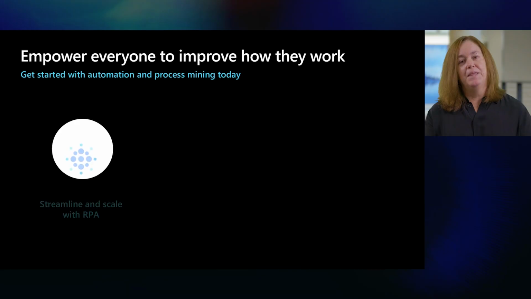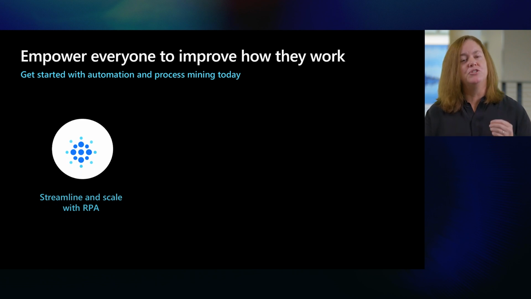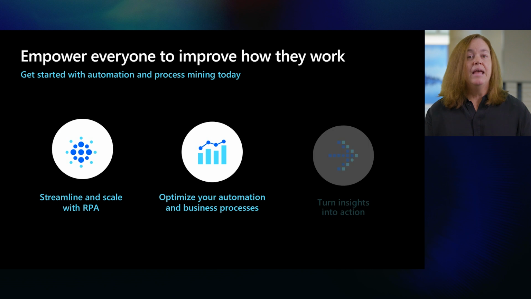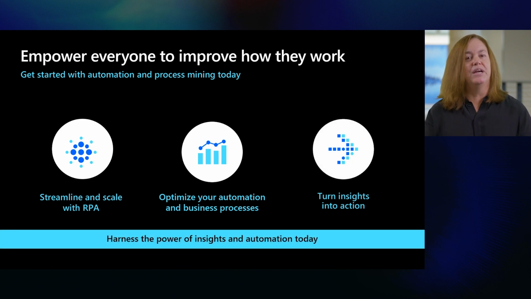So let's recap. Today you saw Power Automate delivering more and more capabilities with RPA by streamlining the automation experience in Windows 11, and even more scalability with the Azure Virtual Desktop Starter Kit. We discussed how, on top of driving more automation, you can optimize your business processes using the insights from the new process mining feature in Process Advisor. And we underscored and went deeper into turning all the insights you get from process mining into action. All of this works together to help your organization harness the power of automation and process mining.